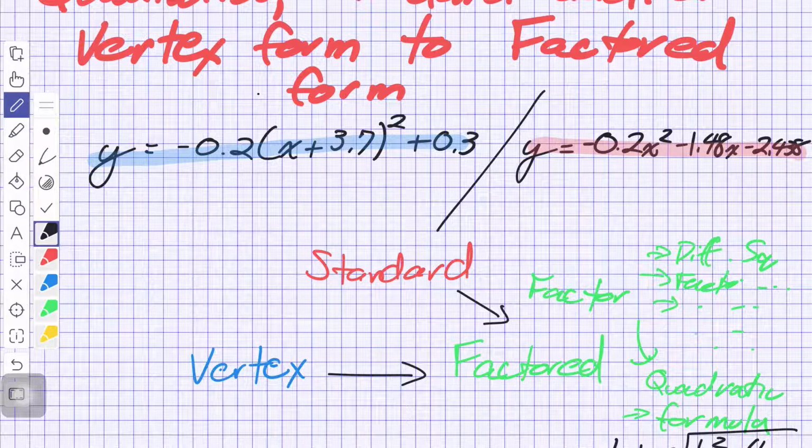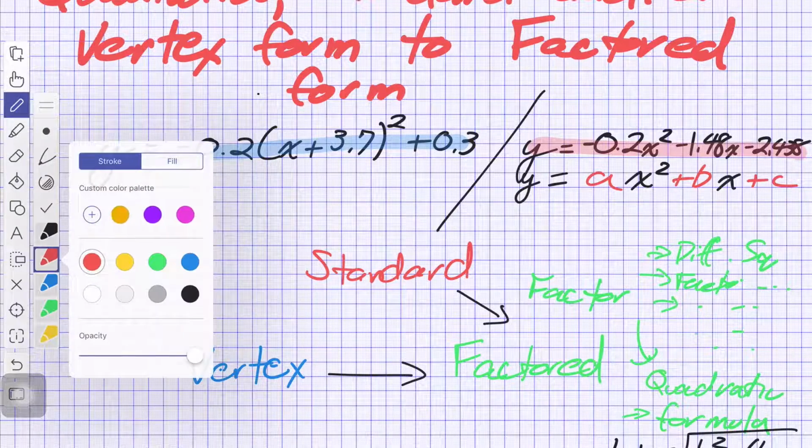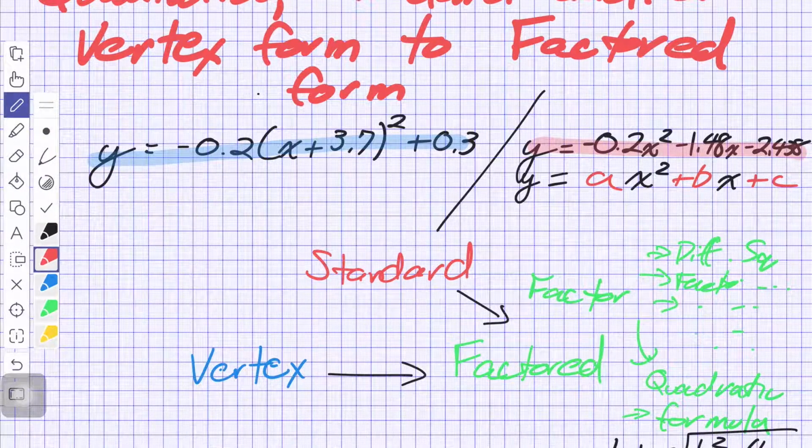But those a's, b's, and c's are all related to our standard form, because we know we can break our standard form into something that looks like this: ax squared plus bx plus c. I'm going to do it in red because we're with that color for standard. That's what those letters pertain to, and we would just replace those numbers in this formula, okay? We'll talk about how to do vertex to factored after. It's actually a form of isolation. But let's move to a new page and work with this form.